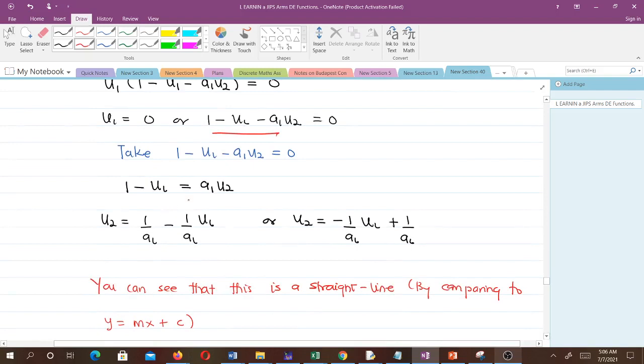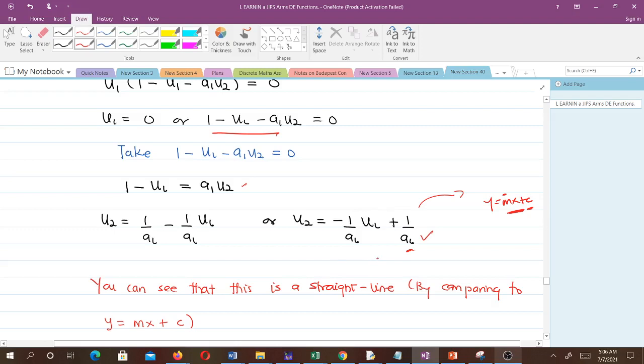The reason I'm making u2 the subject is that we want to get something of this form: y equals mx plus c. That is the equation of a straight line. So when we make u2 the subject, we get u2 equal to 1 over a1 minus 1 over a1 times u1. When you compare this to the equation of a straight line, you can see that 1 over a1 corresponds to c, the y-intercept, and the gradient m here is minus 1 over a1.